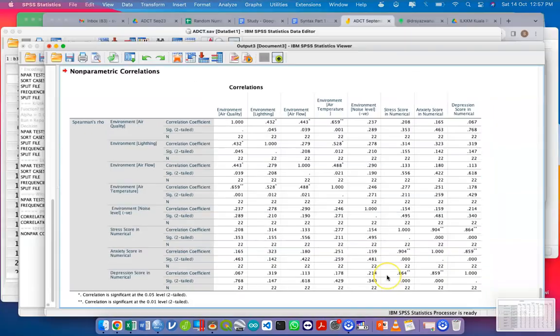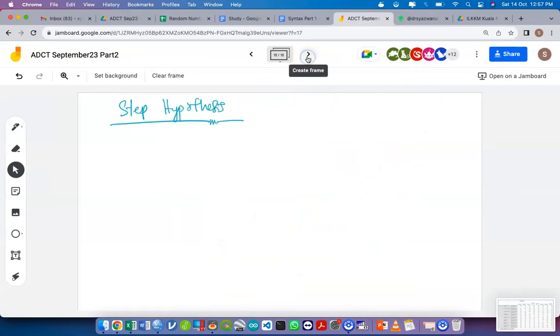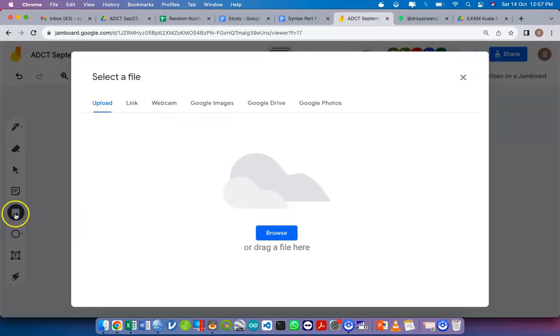So please wait for a while. I'm going to put it inside the Jamboard. And then we can discuss together. Okay. So let me remove whatever is on the screen just now, and then insert the picture.